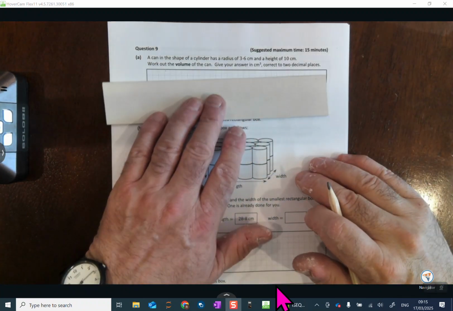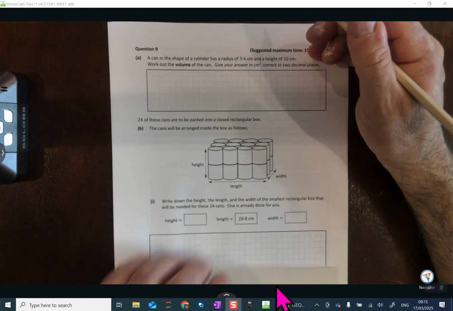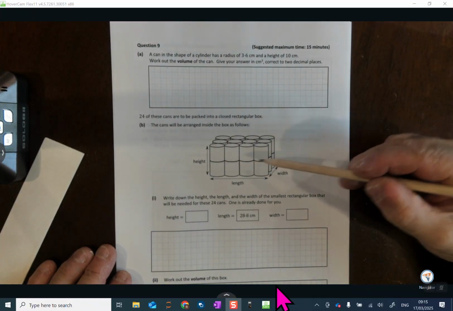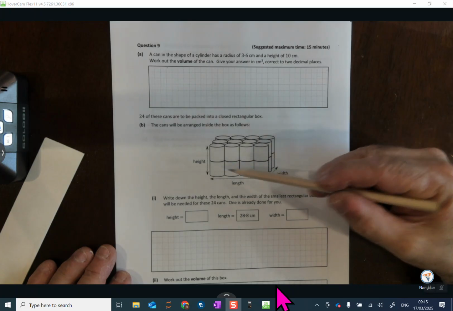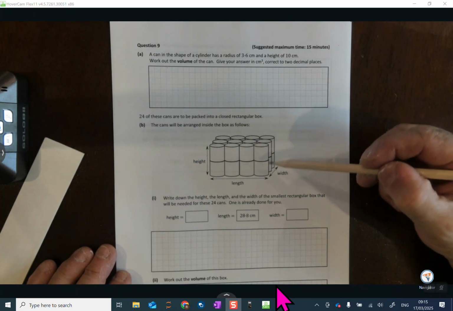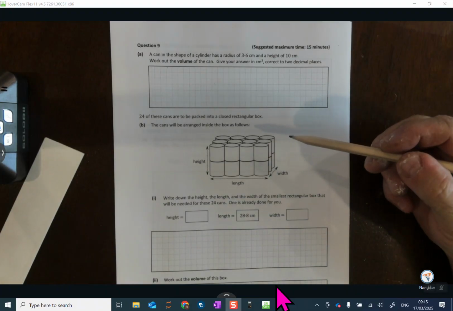So moving on to question 9 now. So let's read it. Well, let's take a look first. So we have a nice little picture here of an array, a three-dimensional array of cylinders. What that just means is they're going to the left, they're going backwards, and they're going up, of what looks like a cylinder.